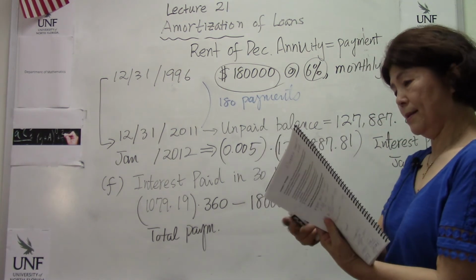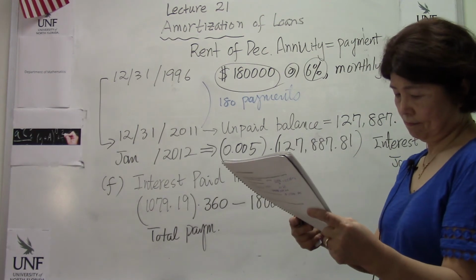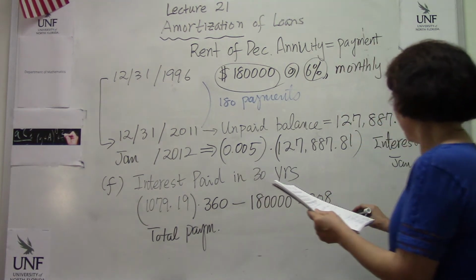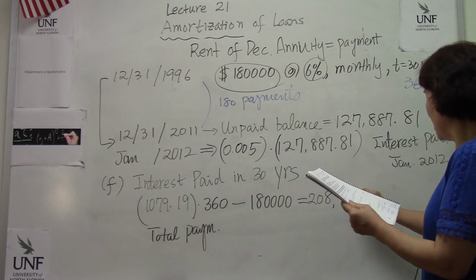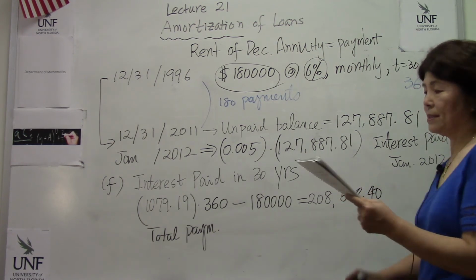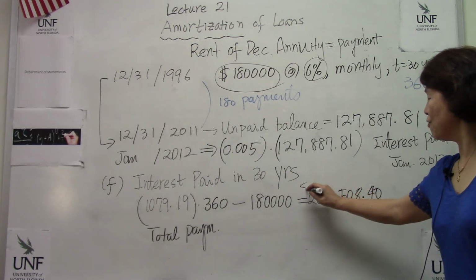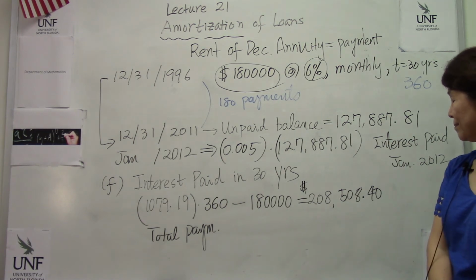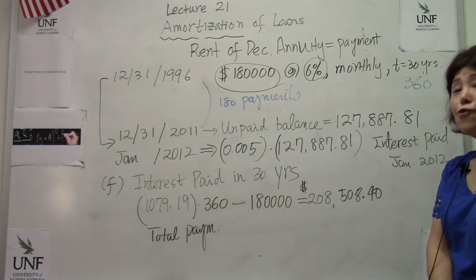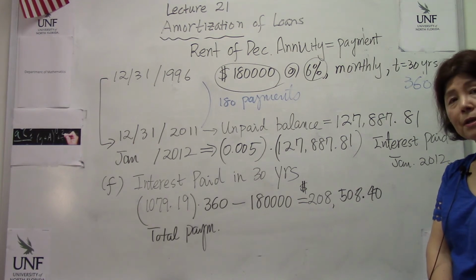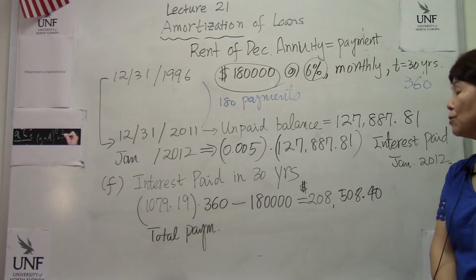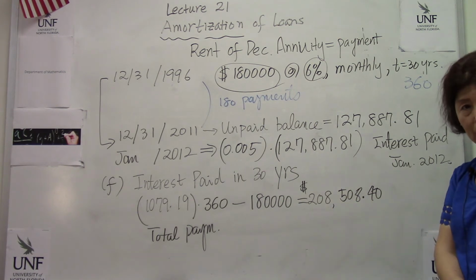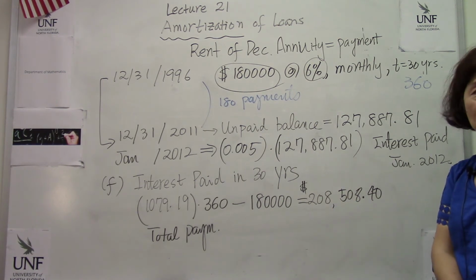It's pretty easy concept. This is your total payments, and you are going to subtract 180,000 from that. So how much is this? That is $208,508.40. Can you believe this? I'm not joking. You take care of this. Okay? You borrowed $180,000, but the interest you pay to the bank for 30 years is over $200,000. Way more than what you borrowed.